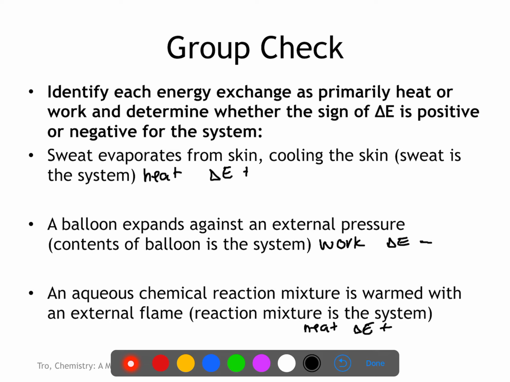An aqueous chemical reaction mixture is warmed with an external flame. Just like in a lab, a beaker on top of a Bunsen burner with an aqueous chemical reaction, you're adding heat. Heat is supplied to the system. The reaction mixture, whatever is in that beaker, is the system, and you're adding heat by a flame. So you're looking at heat, and since you're supplying heat that is being absorbed, it's positive.